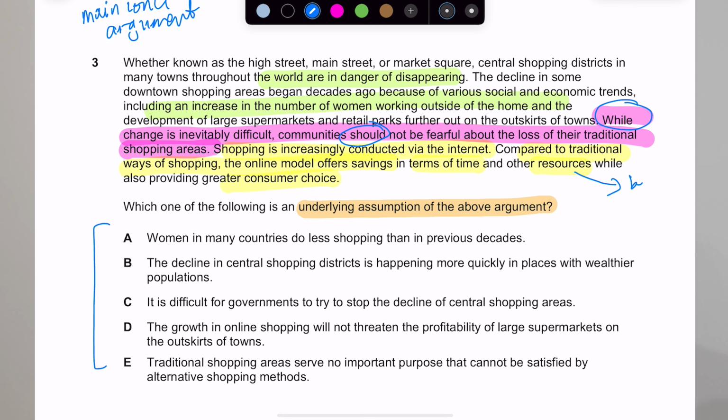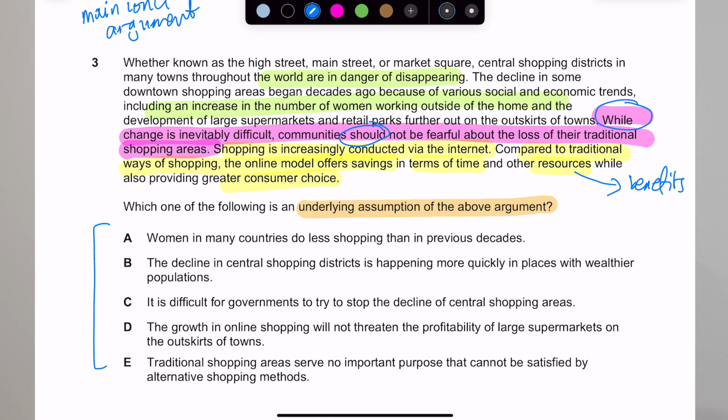So we're basically saying, don't be scared because shopping online has some benefits, and so we shouldn't be sad about it. So I think you can guess what the assumption is going to be, which is that we don't really care about anything else. As long as the online shopping is good, we shouldn't really care that we don't have traditional shopping. So we'll look for something along those lines.